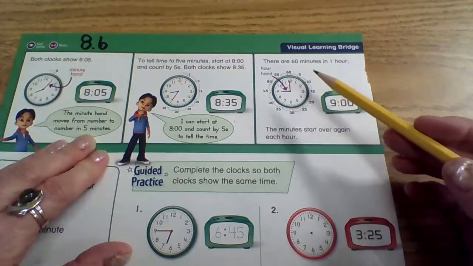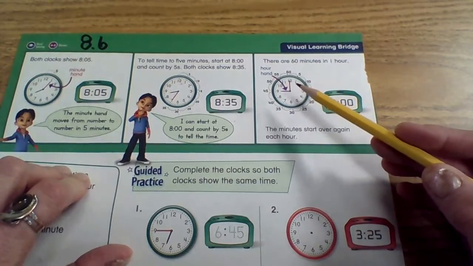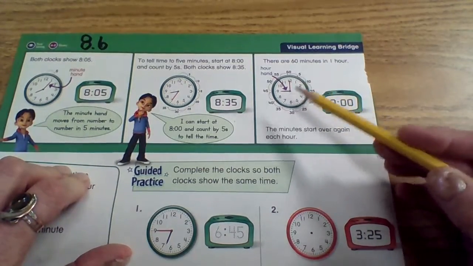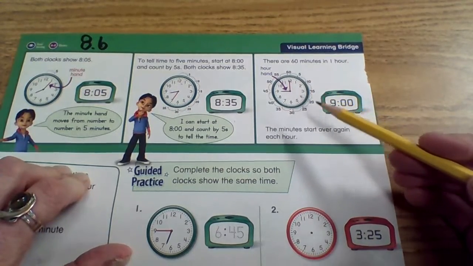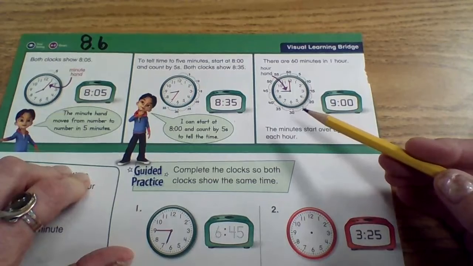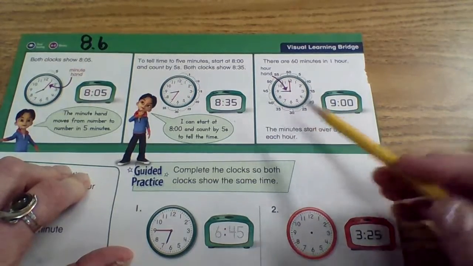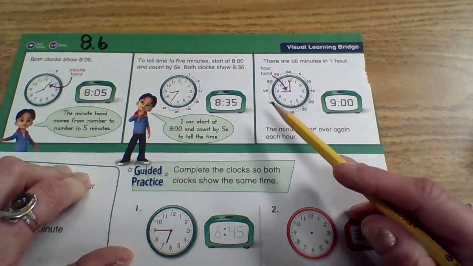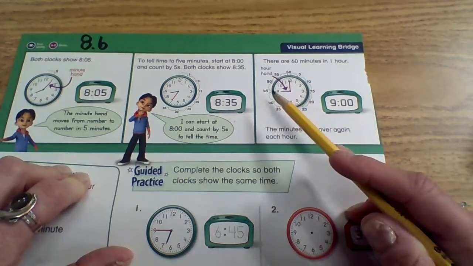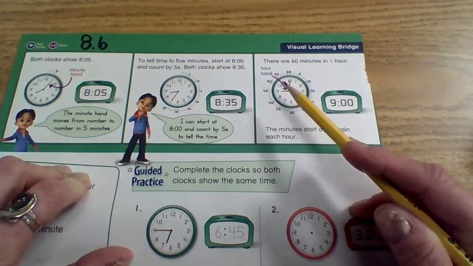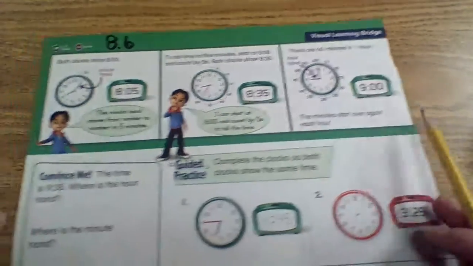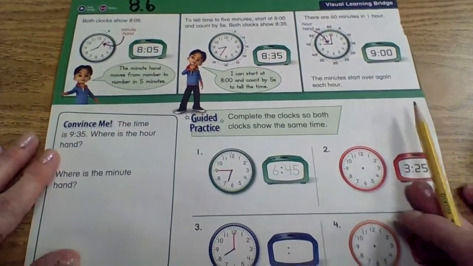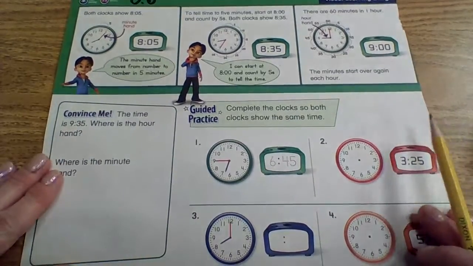So just like we did again. So if it goes to here, it's 5. This is 9 o'clock. So this is 9:05, 9:10, 9:15, 9:20, 9:25, 9:30, 9:35, 9:40, 9:45, 9:50, 9:55, and then the hour hand would move up to the 10, and you would have 10 o'clock, okay?